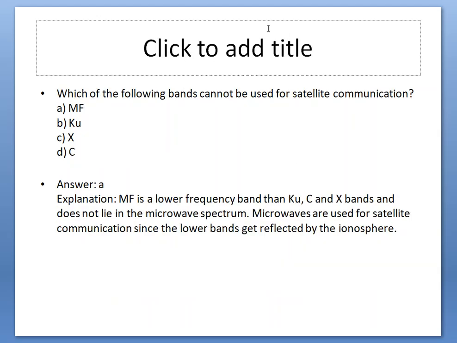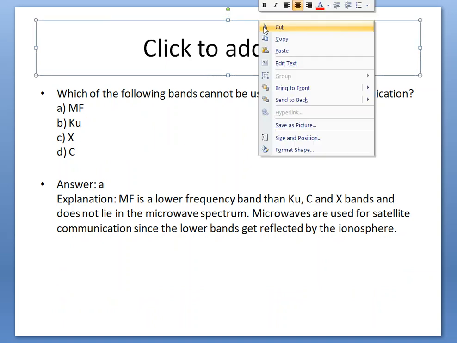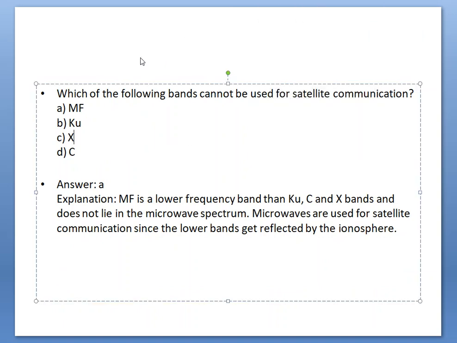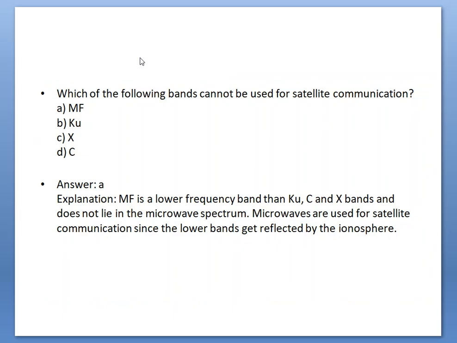Now coming to the next bit, which of the following bands is not used in satellite communication? First one is MF, second one is Ku, third one is X band, and the next one is C band. So the answer is A. We are not supposed to use the MF band. MF is a lower frequency band than Ku, C and X bands, and it doesn't lie in the microwave spectrum.